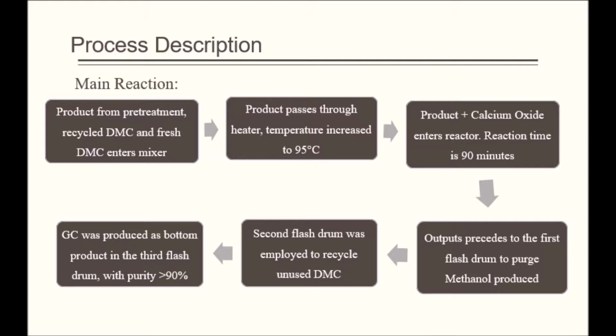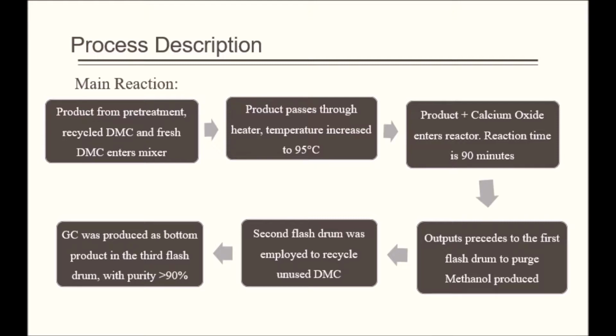In the main reaction, the mixer is used to ensure all the reactants, which are glycerol and DMC, are well mixed prior to the reactor. The function of the heater is to preheat the feed up to the desired temperature, which is 95 degrees Celsius, before sending it to the batch reactor. In the batch reactor, glycerol reacts with the DMC to produce glycerol carbonate and methanol. Additional methanol is also introduced to the reactor as a solvent. The conversion of glycerol is assumed to be 100%. Next, all the outputs will proceed to the first flash drum to purge the entire methanol produced. The second flash drum is employed for unconverted DMC separation.